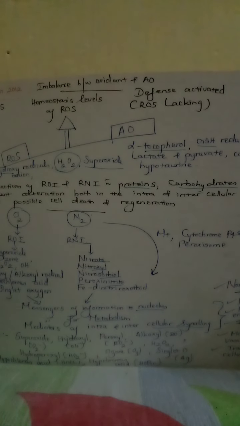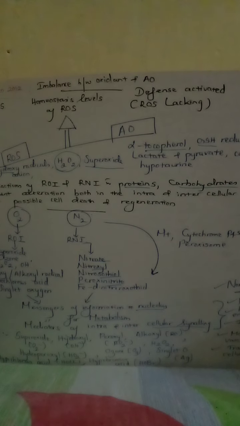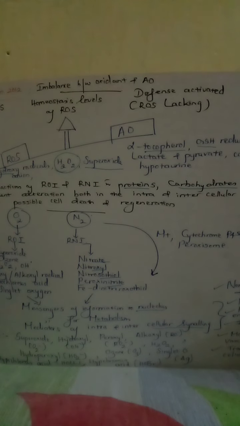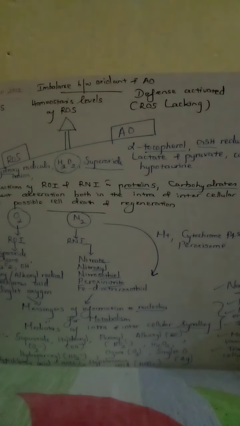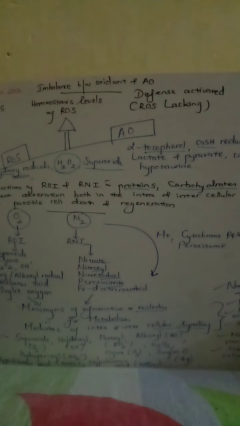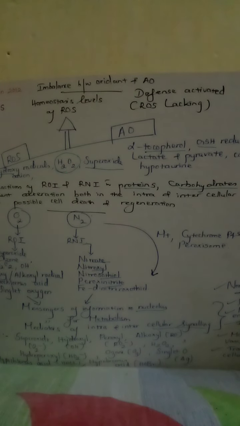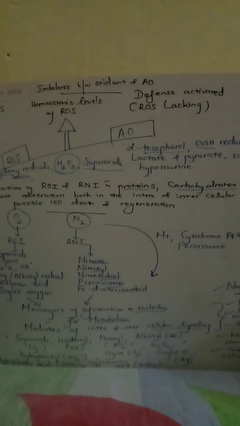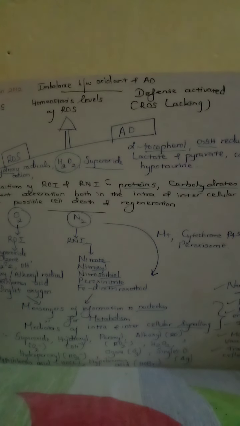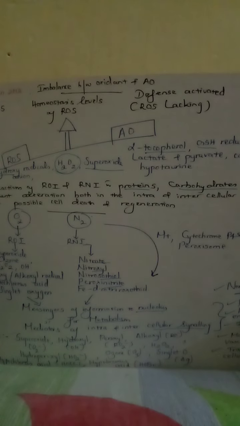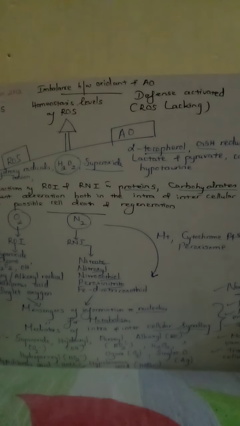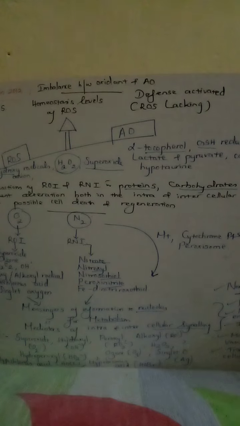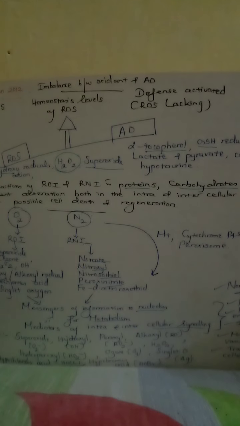So free radicals not only include reactive oxygen species but also reactive nitrogen species. What they do is interact with biomolecules like proteins, carbohydrates, and lipids and cause a change in the cellular balance, that is homeostasis, intra and intercellular homeostasis, until the cell dies or the cell regenerates.